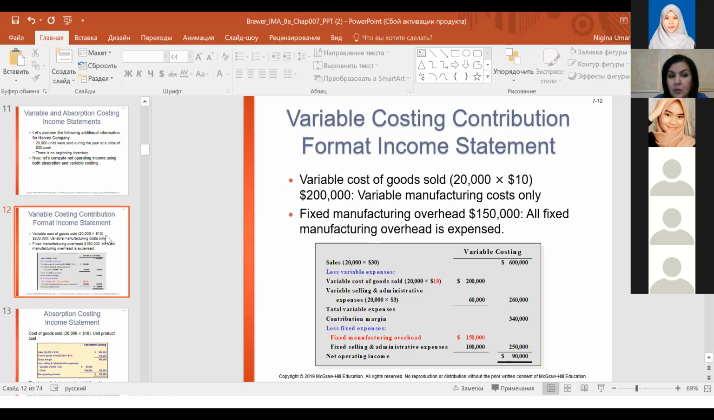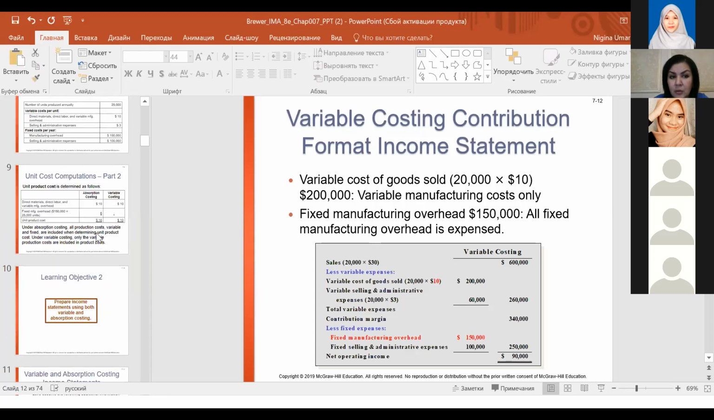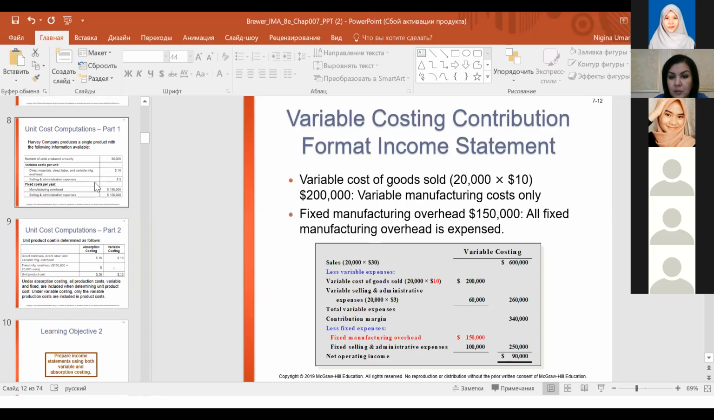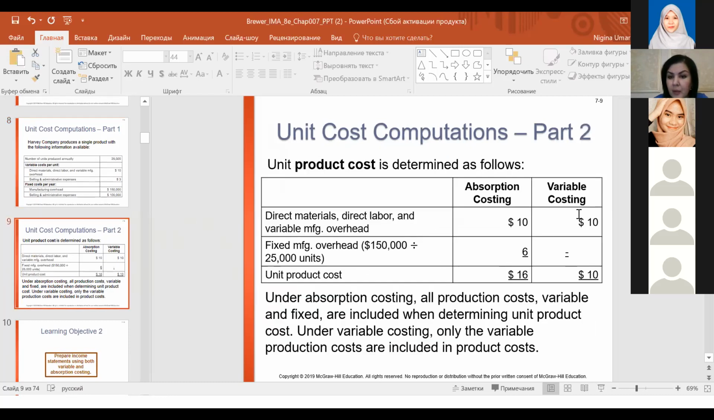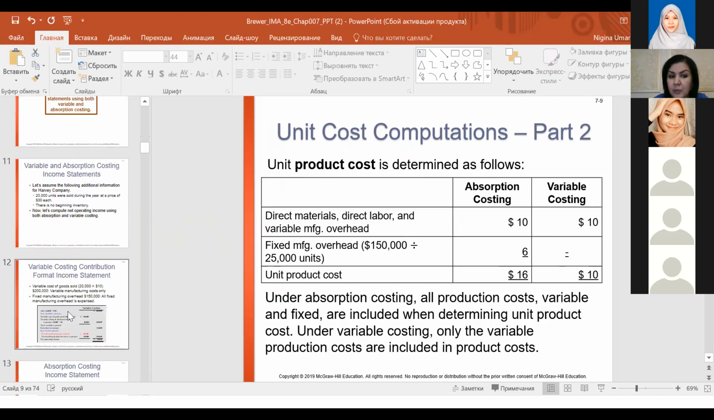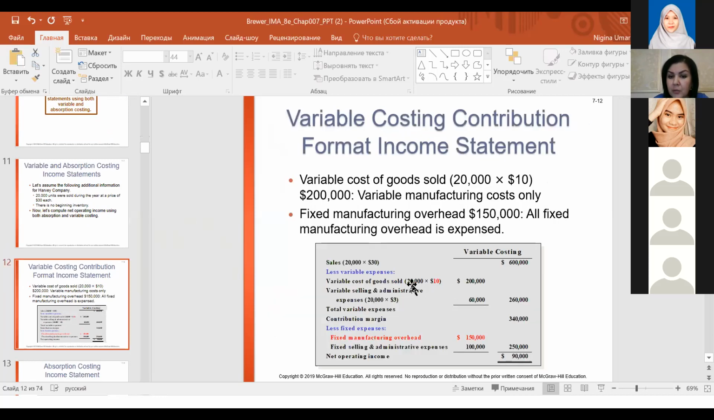Okay, this $10, how do we know that it is $10? We base it on this information. Do you remember variable cost per unit? Unit product cost under the variable costing system is $10. So the cost of each unit is $10. If we multiply by 20,000 units sold, this will be cost of goods sold, $200,000.